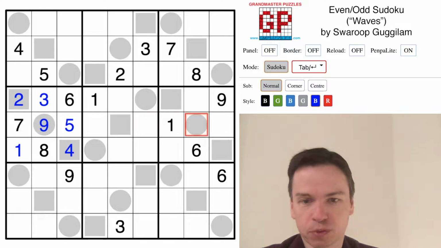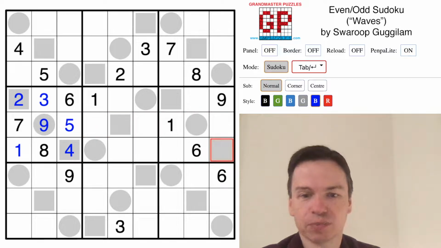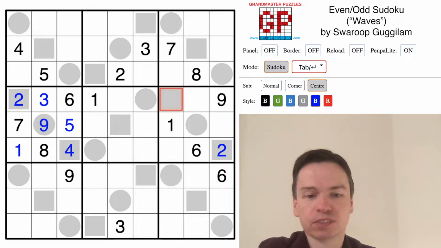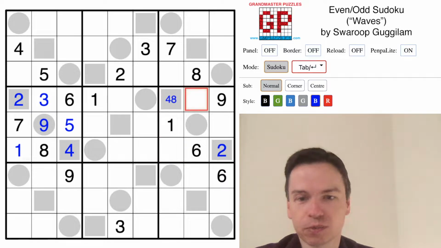There are some more cells that are going to work like that, so let's just go to some of the other squares, given that they're more constrained than the circles. This square sees 4, 6, 8 in the row, so it must be a 2. This square sees 2 and 6 in the box. This is a 4, 8.